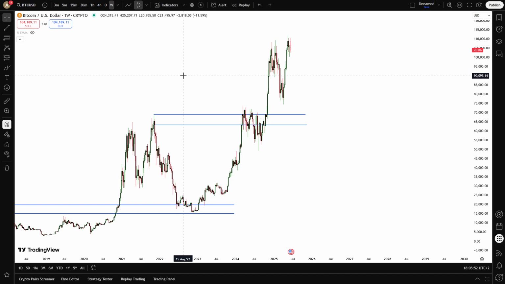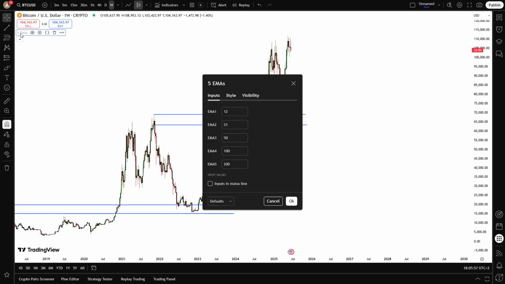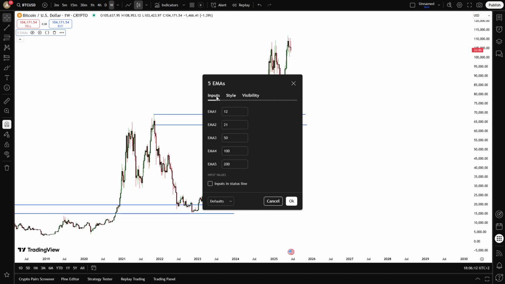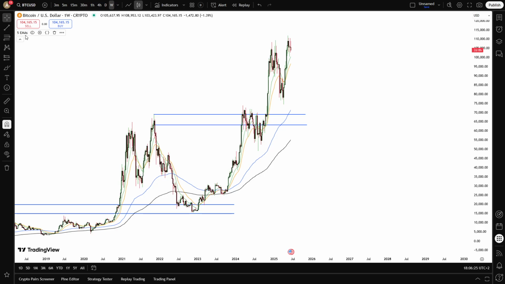So, how can we continue with this? And how can we simplify it even more? I've shown this multiple times: the simple EMA scanners, because these things can't lie. I removed this 50 EMA because I find it not really that useful. I want to know the longer term trend, the 100 and the 200, and the short term trend, 12 and 21. So now let's turn this on, and you will quite quickly see how this is working.